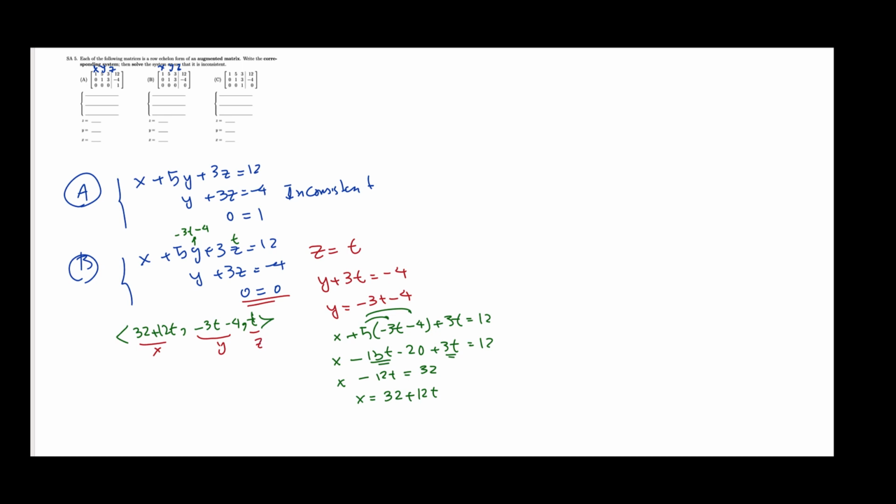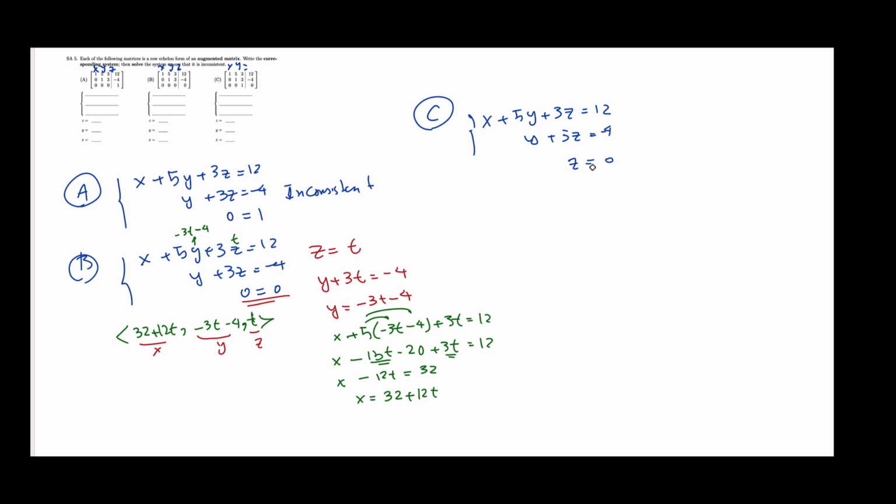The last one, let's do the same routine. C is again x, y, z, and the equations are x plus 5y plus 3z equal to 12, and then y plus 3z equal to negative 4, and then z equal to 0. Okay, now I have 3 equations in 3 variables, and therefore I just have to solve for a unique solution. The reduced form is 3 equations in 3 variables.